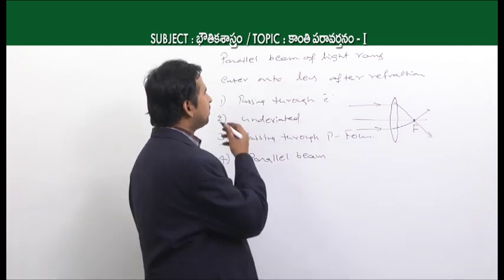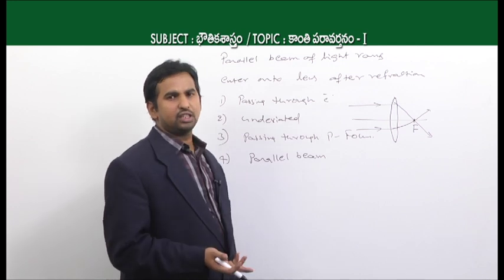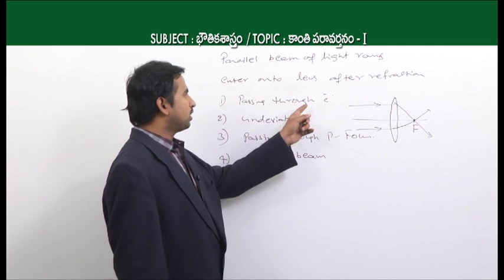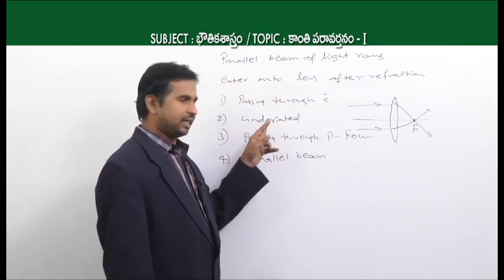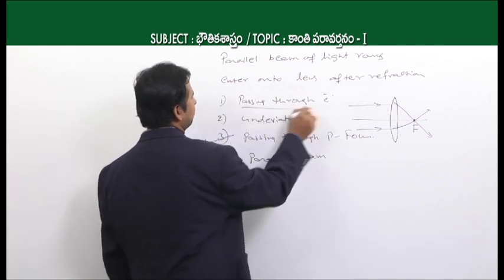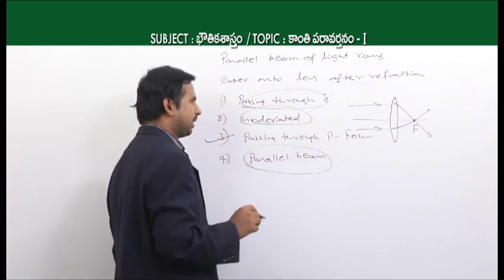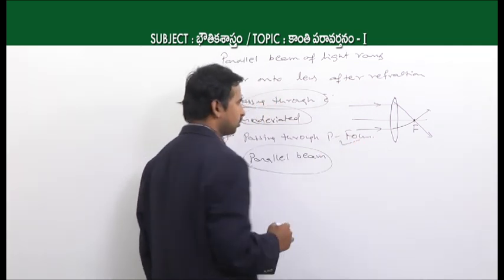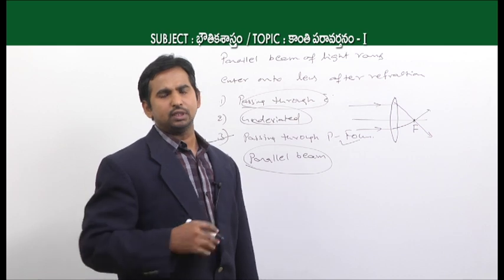Which means the parallel beam of light rays, after refraction, there is a deviation. The refraction phenomenon takes place, but it is not passing through the center of curvature and it is not undeviated, but it is passing through the principal focus. Passing through C and undeviated and going like a parallel beam, these are wrong. Option 3, passing through the principal focus only, is correct here, following rule 1 of our ray diagrams.